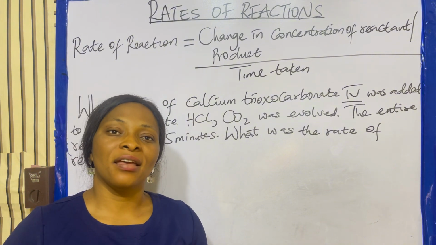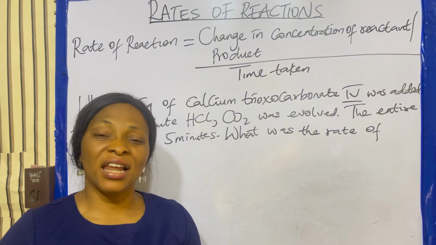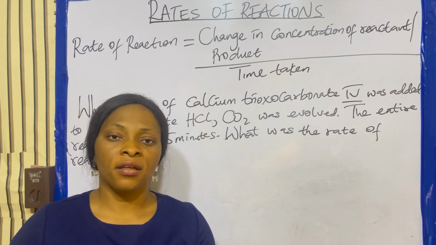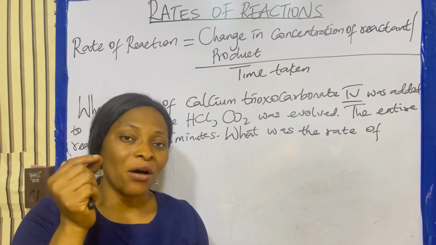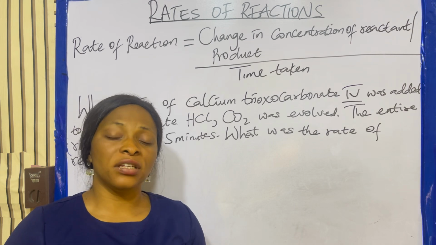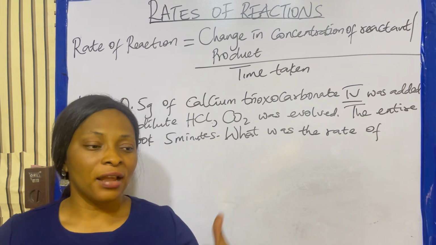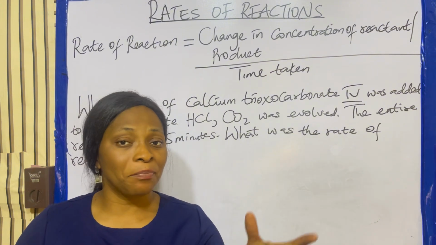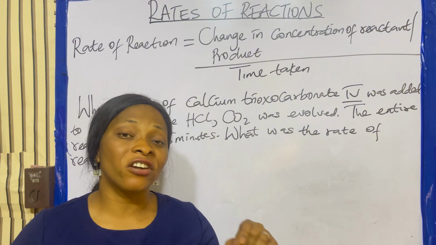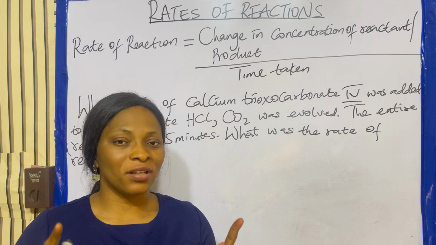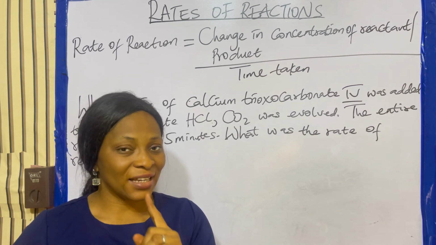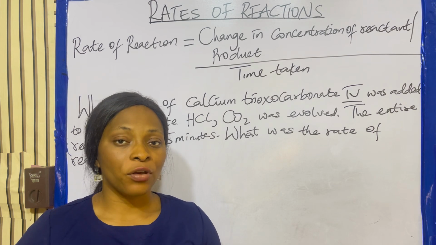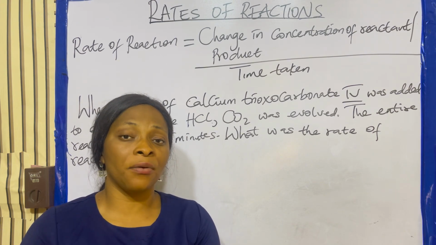Now, let's say you brought a cup, you put in coffee, you put in powdered milk, and you put in cubed sugar. Then another one, you brought in coffee, you put in powdered milk, and you put in granulated sugar. Which one is going to be faster? Definitely the granulated sugar is going to be faster. Why? Because the granulated sugar, the surface area is large.